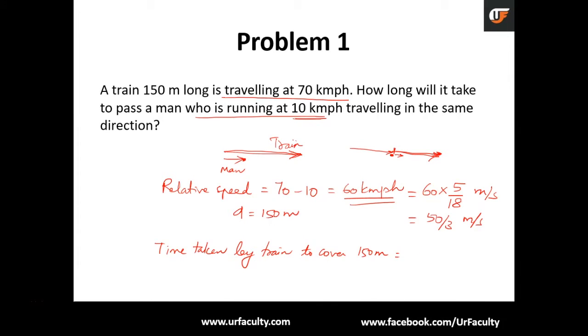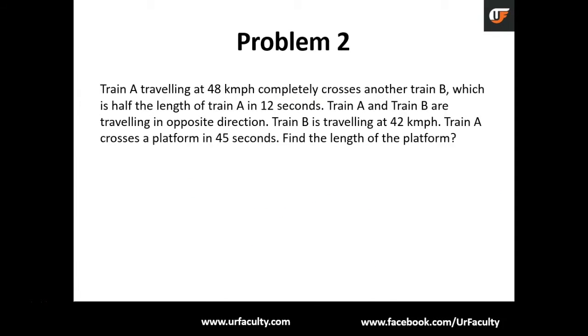So how much is that? It is 150 by its time taken. Time is equal to distance by speed. So distance is equal to 150 and speed is equal to 50 by 3, which means 3, and it is 9 seconds. I hope you understood this problem. Let me move on to the next one.